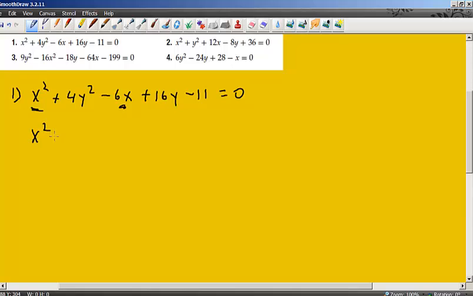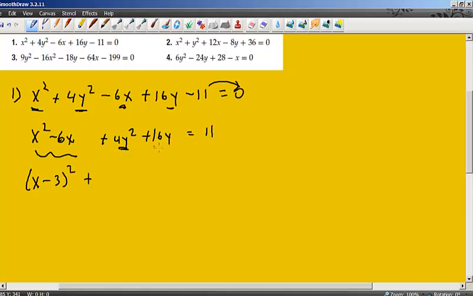So I'm going to have x squared minus 6x, and then I'm going to collect the y's, which is going to give me plus 4y squared plus 16y. I'm going to take the 11 to the other side, which is going to give me a positive 11. Completing the square here, I'm going to get x minus 3 quantity squared, plus I need to factor out a 4 from both of these, which is going to give me y squared plus 4y. And then I got to take half of that and square it, and I add 4.